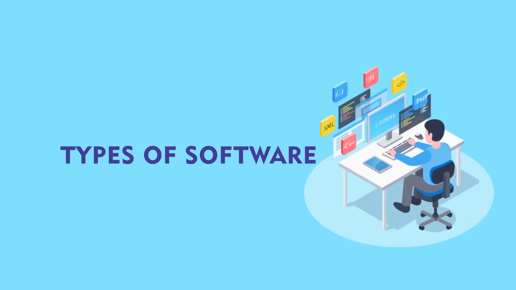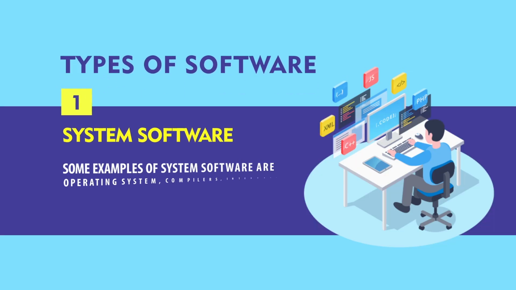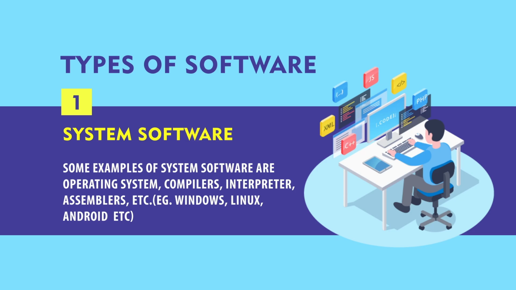Now let me divert a little from this generic discussion to a very specific one, that is the types of software. Types of software can be seen basically in three categories. One is system software, another is programming software or programming software environment, and the third can be seen as application software. Now what is system software? System softwares are those softwares which are responsible for managing the system. For example, operating system, compiler, interpreter, assembler.